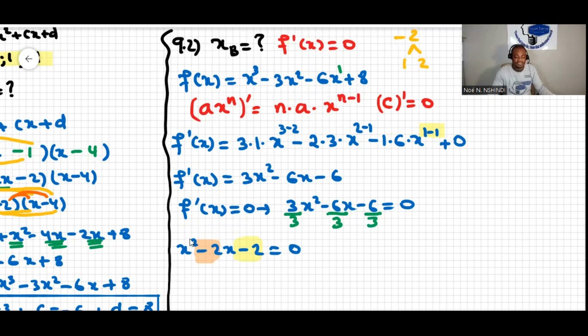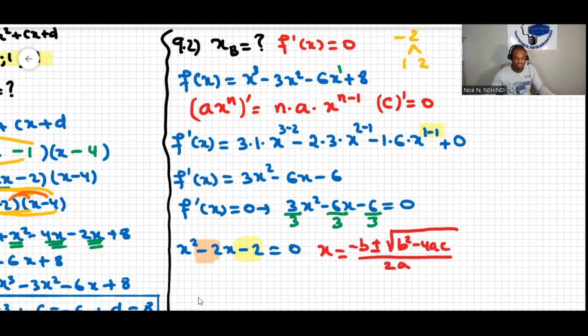So the equation here is not factorizable. In this case, we can use the quadratic formula, okay? The quadratic formula is given by x equals minus b plus or minus the square root of b squared minus 4ac, all over 2a, okay?